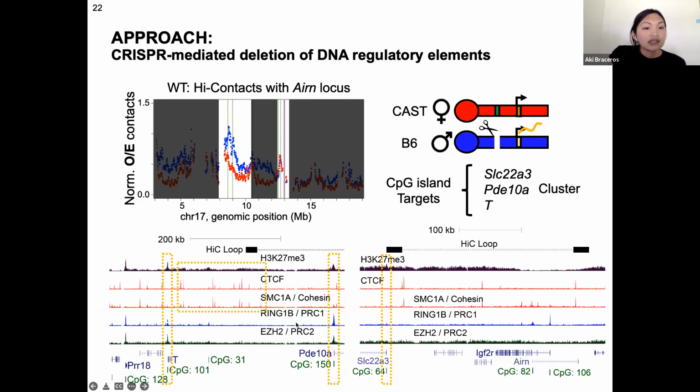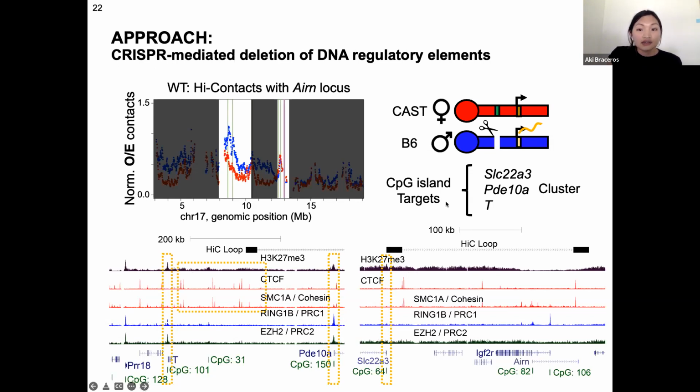But we were also interested in this cluster of CTCF and cohesin binding sites between the T and PDE10A CpG islands. And the reason why we're interested in them is because these 2 proteins are major architectural factors that are known to control large 3D chromatin structures that are important for gene regulation. So we decided to include this cluster as one of our target deletions to see if the regulatory elements within this area are important for Airn-mediated silencing as well.